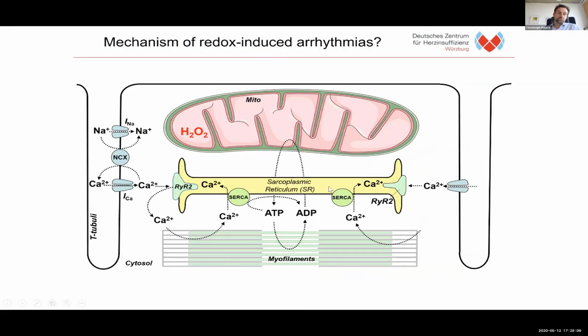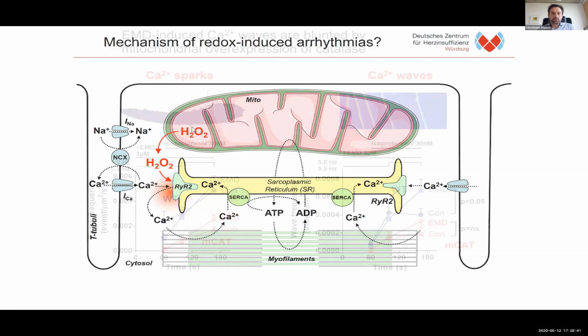So the next question was, if H2O2 comes out of the mitochondria, how could it induce arrhythmias? And one well-established trigger of arrhythmias are spontaneous calcium releases from the sarcoplasmic reticulum. And the reason is that the ryanodine receptors have many sulfur residues which can be oxidized, and it's well established that ryanodine receptors are thereby redox sensitive.